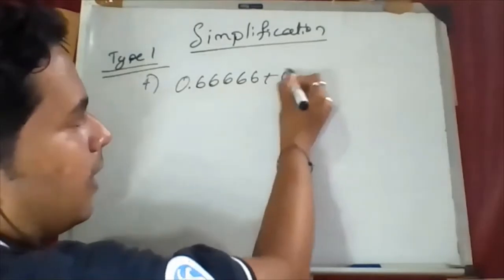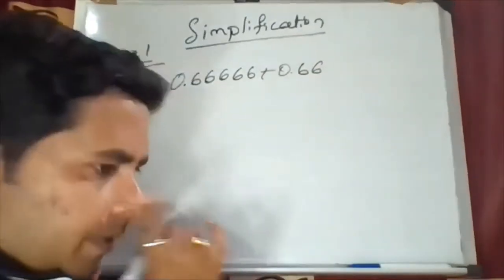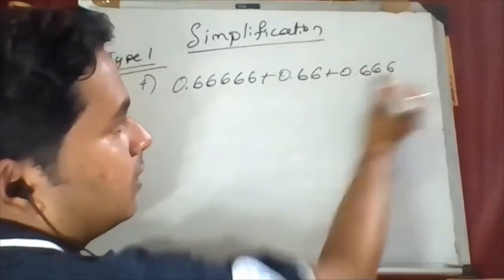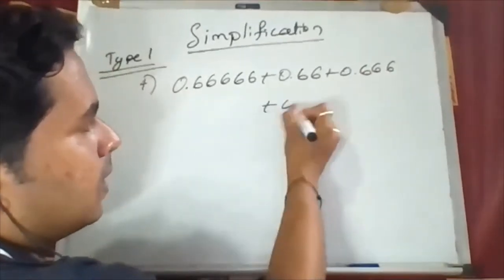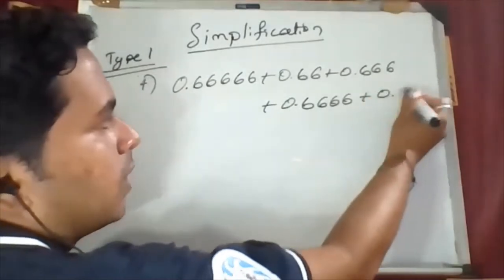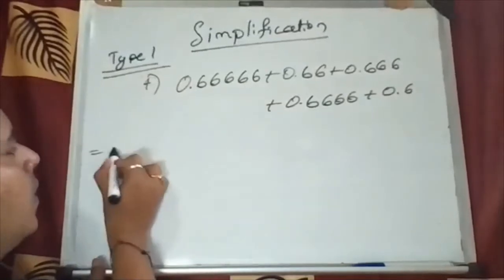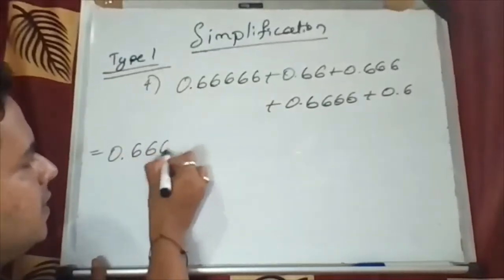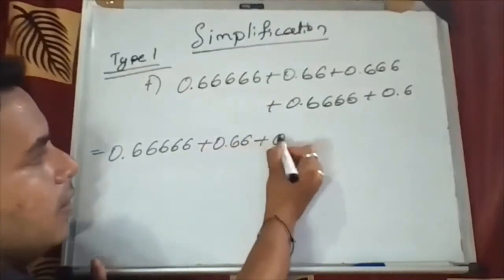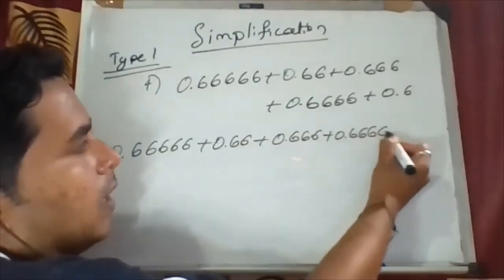0.6666, 5 6s are there, and next 2 6s are there. Okay, next 3 6s are there, plus 4 6s are there, plus 1 6. Okay, so in this also first write it here. I'll write again. 5 6s are there. Here 2 6s are there, and here 3 6s are there, here 4 6s are there, and here 1 6.